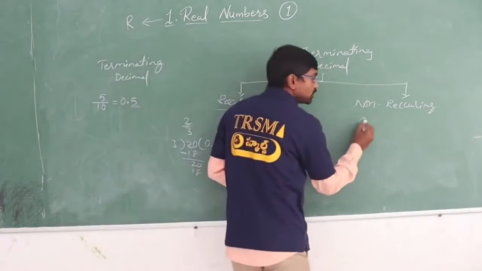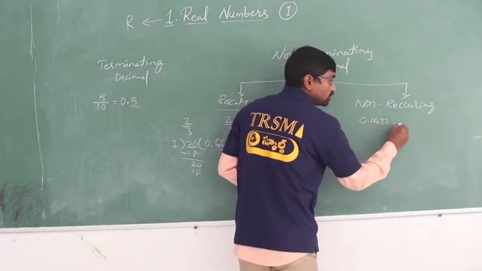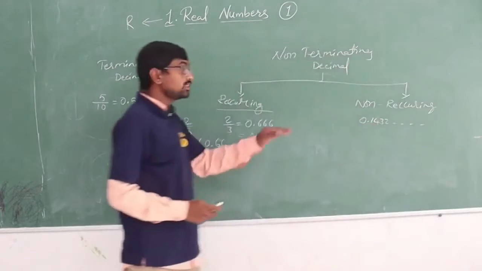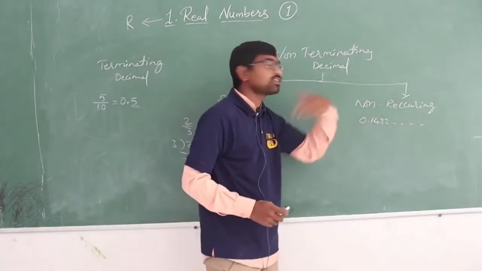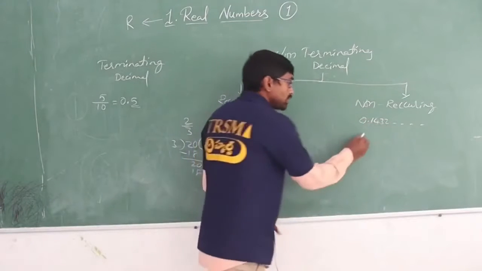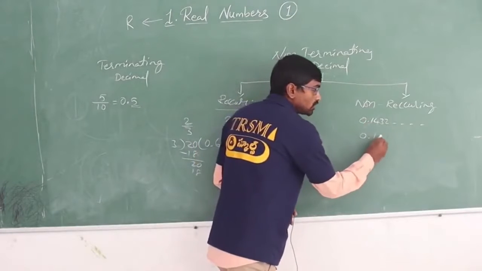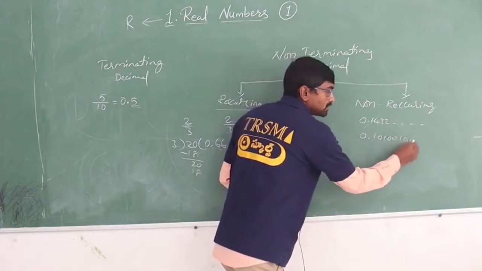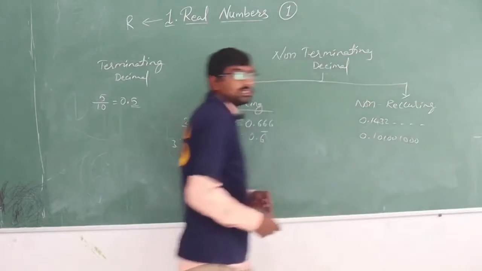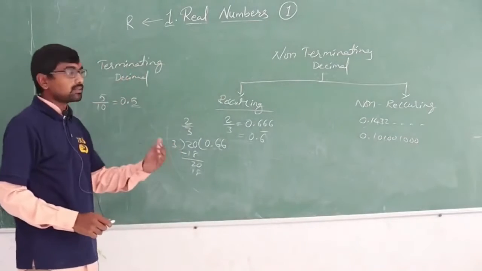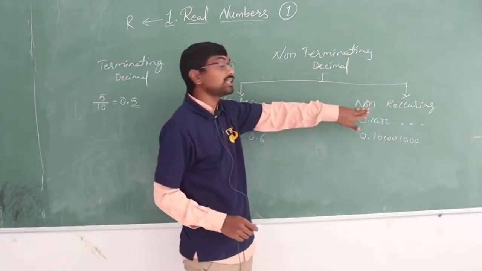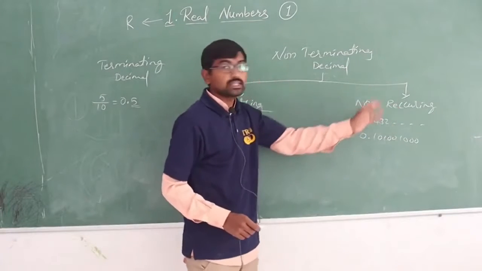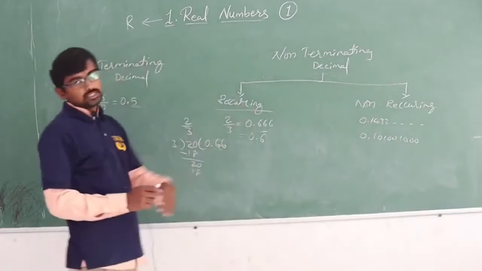So it will be 0.1432, and so on. The digits won't be repeating. We'll be getting the decimals in different forms, like 0.143, or we can write this as 0.10, 100. So the digits are not repeating. Okay, so here they are non-recurring. It means that they are not repeating. We are getting different digits after the decimal.